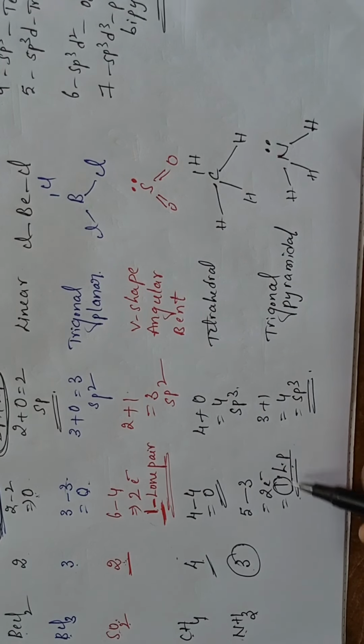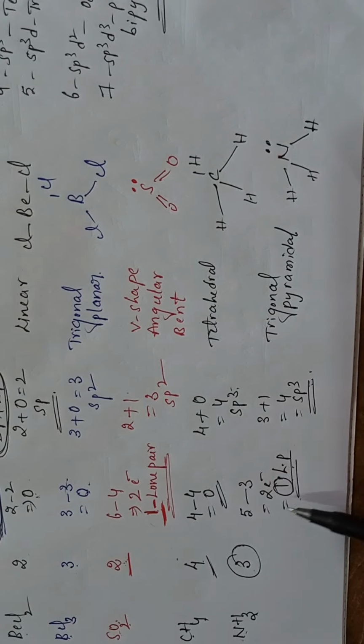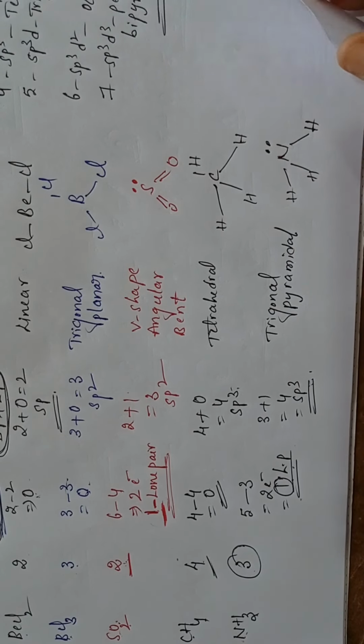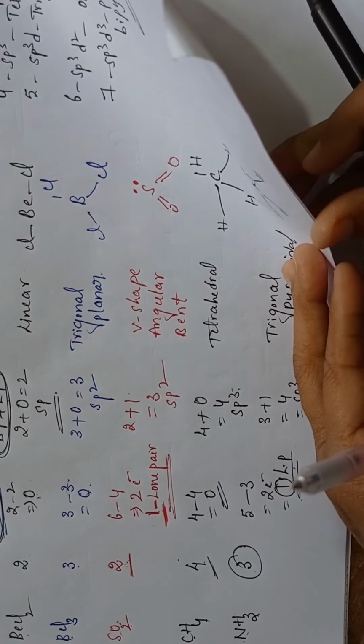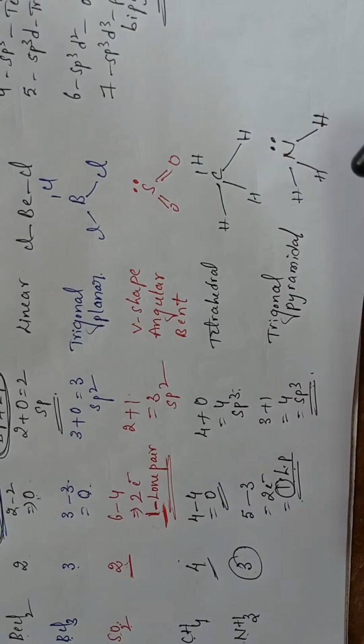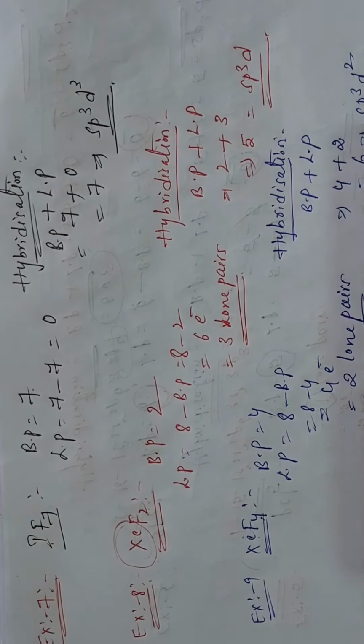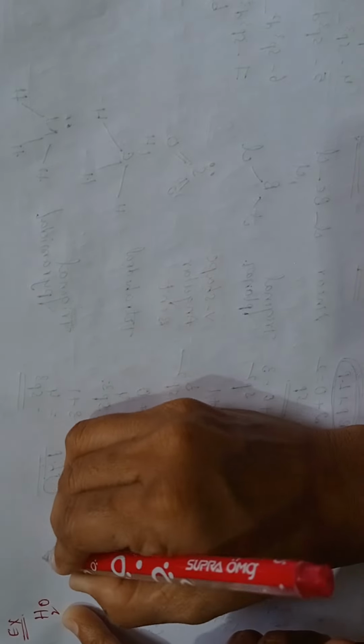If 1 lone pair is present, same hybridization sp3, but here 0 lone pairs, 1 lone pair. Now I am going to discuss 2 lone pairs and 3 lone pairs also. If 2 lone pairs are there, sp3 hybridization only. Which example can we take, students, if 2 lone pairs are there? Water molecule, you can take water. Now in water, students, how many bond pairs are there? 2 bond pairs.